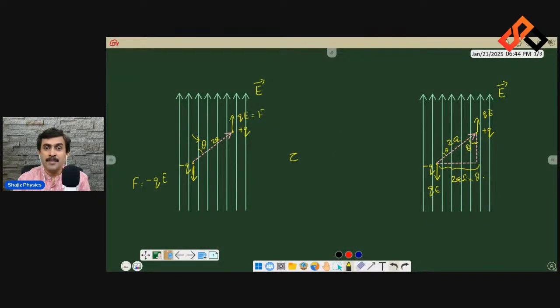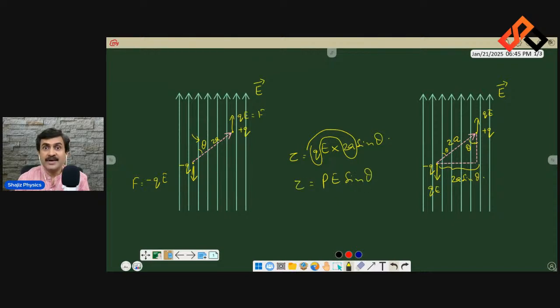So what is the magnitude of torque acting here? Torque can be obtained by taking the product of one of the forces, that is QE, into the perpendicular distance between them, that is 2a sine theta. Now, from the earlier concepts, you will be clearly knowing that q times 2a is nothing but the dipole moment of the dipole. So we can substitute that value, PE sine theta. It is the torque.